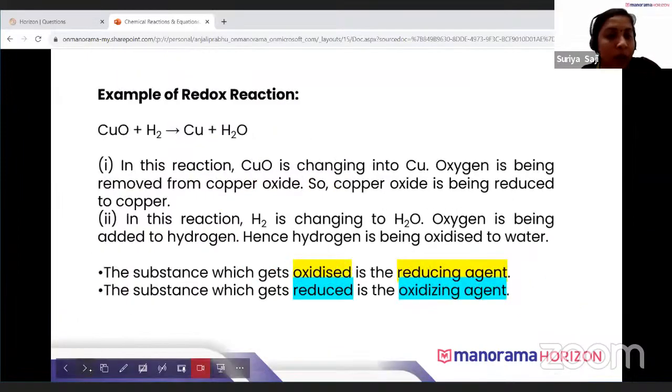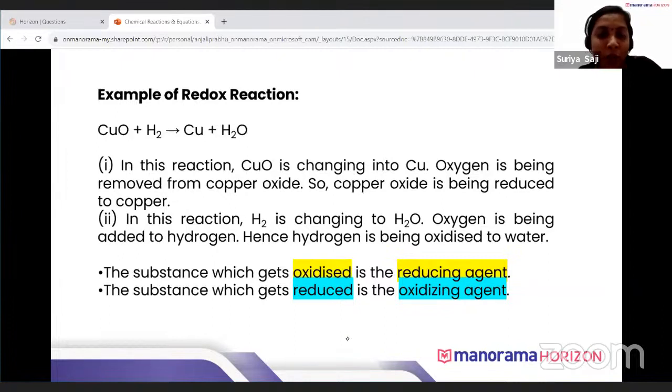Now do you have any doubts on oxidation or reduction reactions? Is it fine? Okay, we'll see one example. Copper oxide plus hydrogen gives copper plus H2O. Here, from copper oxide, oxygen is getting removed. If oxygen is getting removed, that is reduction. The substance which undergoes reduction is the oxidizing agent. Hydrogen gained the oxygen, so hydrogen undergoes oxidation, so that is the reducing agent. The substance which undergoes oxidation is the reducing agent, and the substance which undergoes reduction is the oxidizing agent. This is the main thing we need to keep in mind.